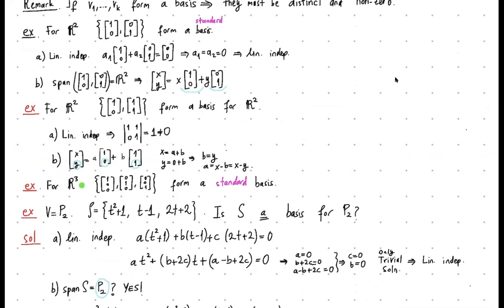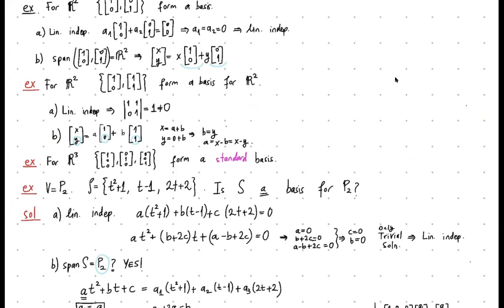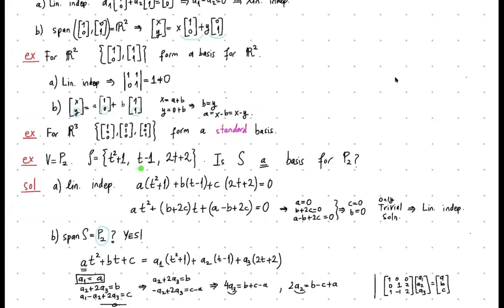And R3 has dimension 3, and Rn has dimension n. And we looked at other things. For example, for P2, this is a basis. We showed that this is a basis, right? Which means the dimension is 3. So the dimension of P2 is 3. And the dimension of Pn is n plus 1.